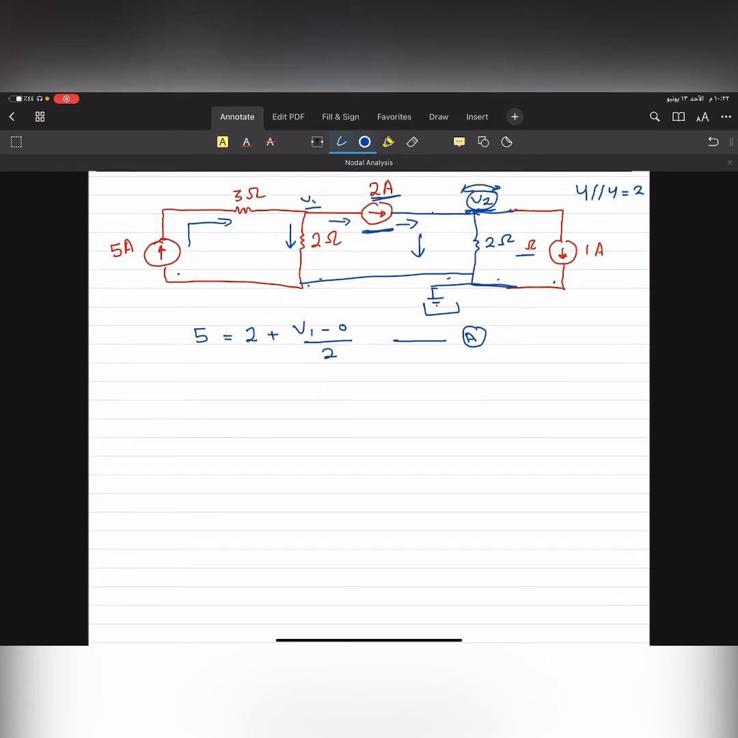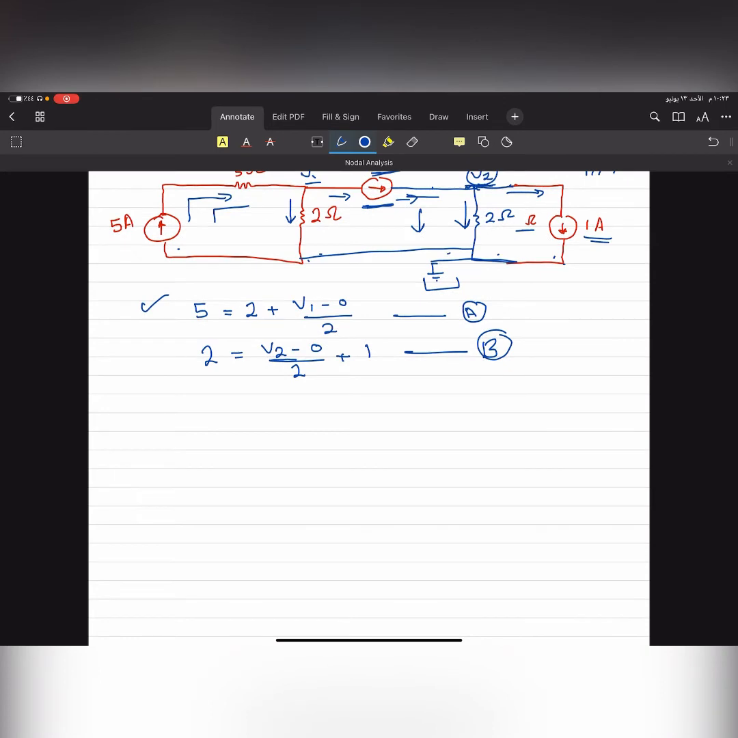So if I said that here is 5, this is the first equation done. And the second equation, I say that the 2 is entering, and this current is leaving, and this one is leaving too. So I will say that the 2 is entering equals V2 minus 0, all divided by 2 ohms, plus the other one, which is leaving, which is 1 amp. And let's say that this one is equation B.